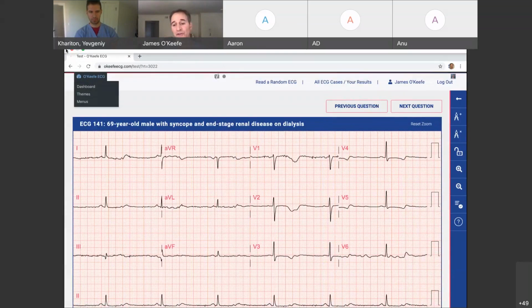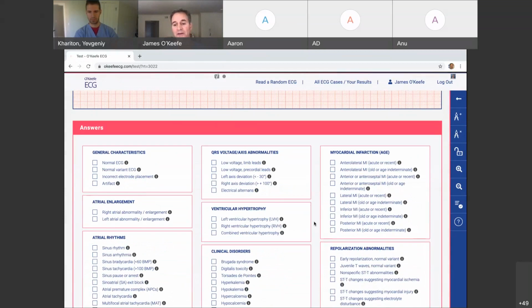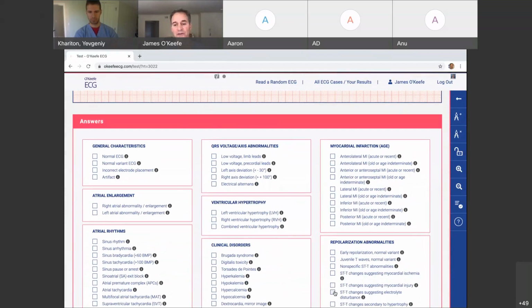Well, so in this one, of course, you'd also code the STT changes suggesting electrolyte disturbance.